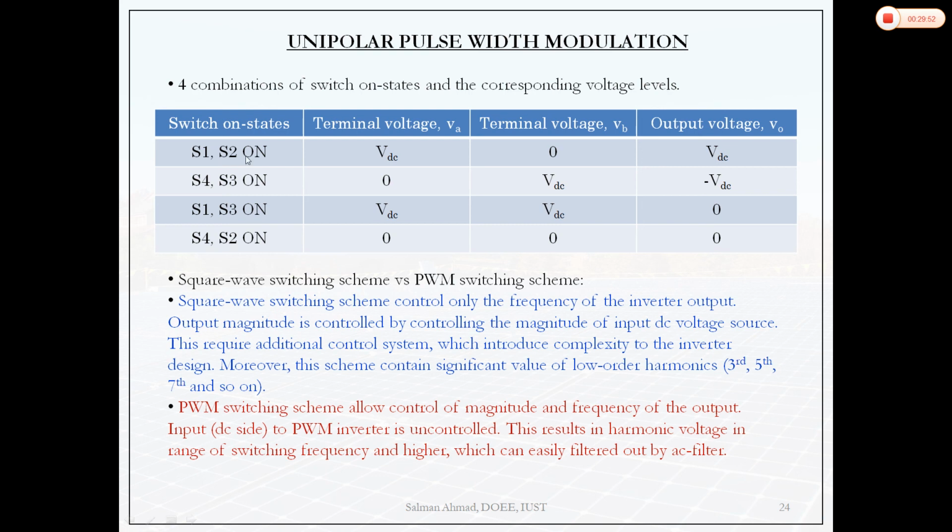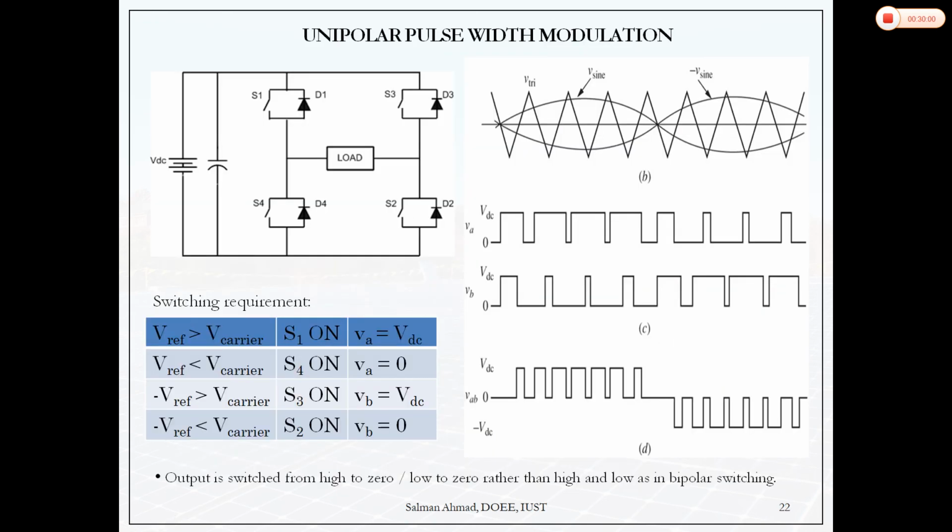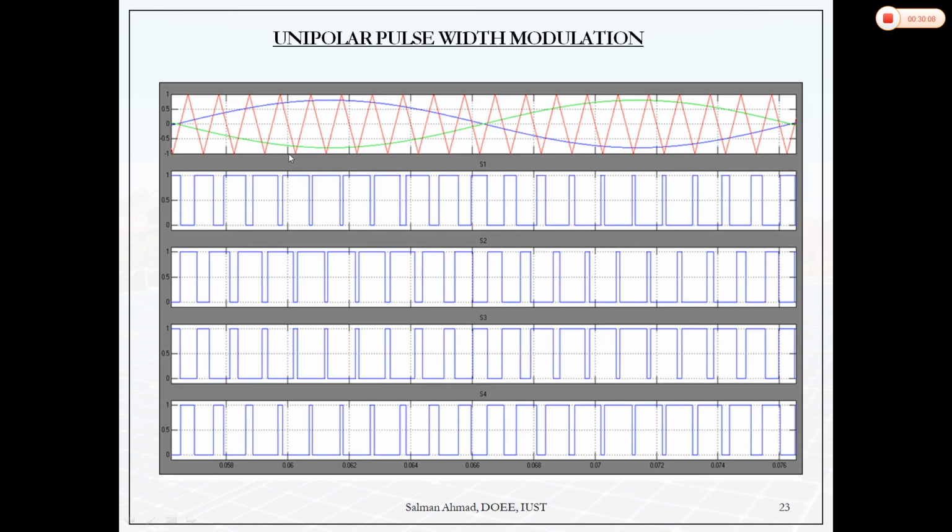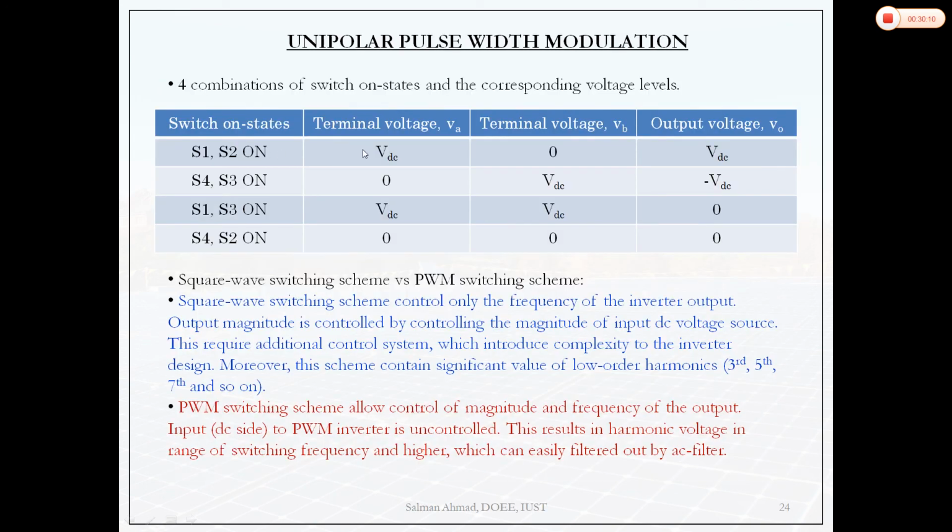Whenever S1 and S2 are on, VDC will be the terminal voltage at point A. So this is point A, and this is point B. This point VA is plus VDC. So with S1 and S2 on, VA is VDC and terminal B voltage is 0, so VA minus VB will be VDC. With S3 and S4 on, terminal voltage A is 0 and terminal voltage B is VDC, so 0 minus VDC we get minus VDC. If S1 and S3 are on or S4 and S2 are on, we get the output voltage to be 0.